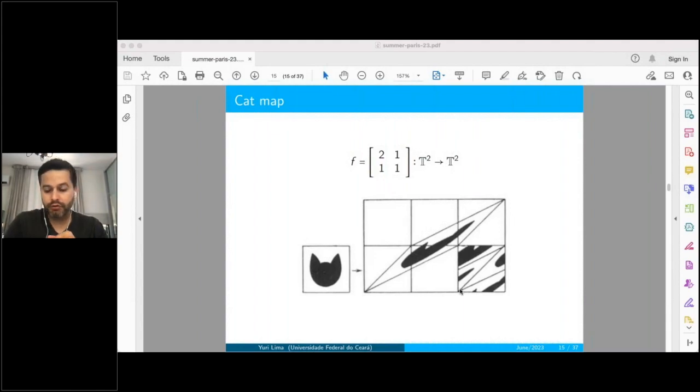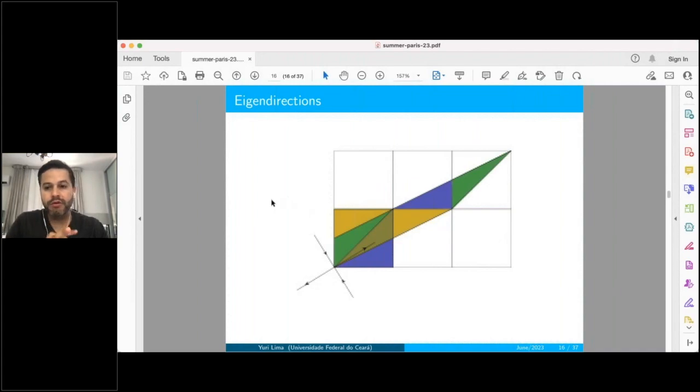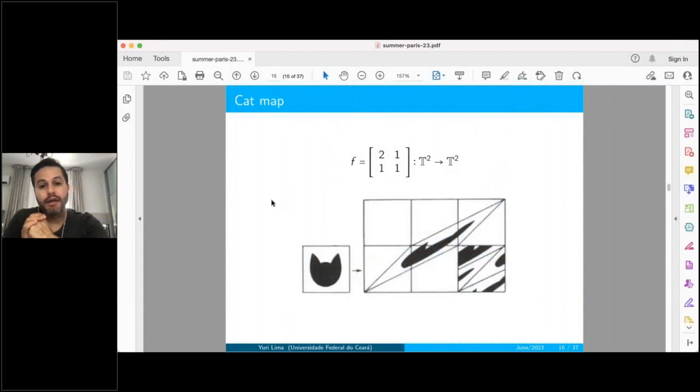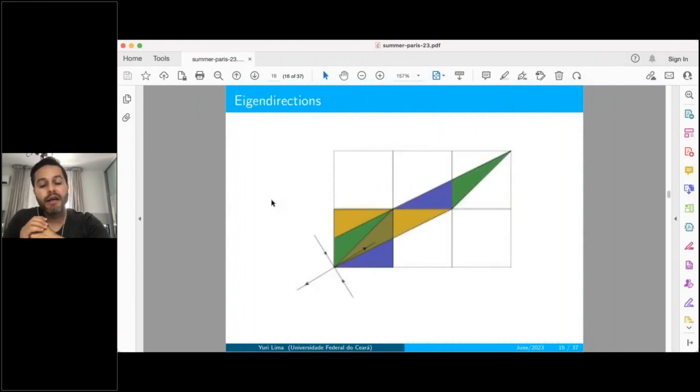And now I'm going to introduce to you the beginnings of symbolic dynamics. The reason is that when we consider the unit square, we are considering a fundamental domain, which is very simple to us because we are used to the x and y axis, things that are horizontal and vertical. But this matrix has a much better system of coordinates, which is given by eigendirections.